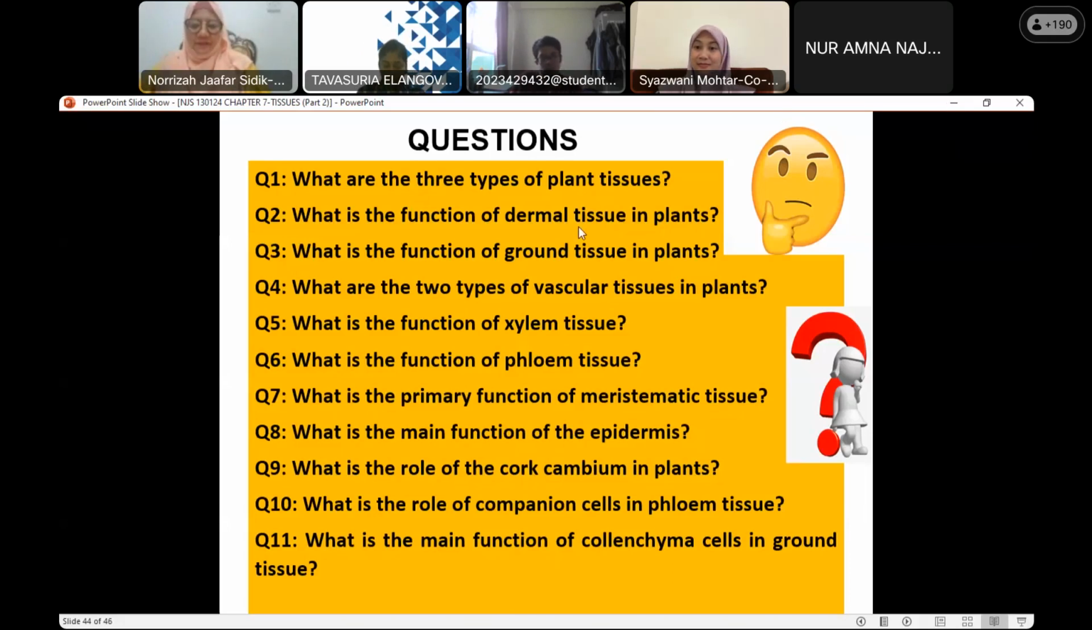What is the function of xylem tissues? Okay, water transportation. Both, yeah, minerals, yeah, the nutrients also. They transport or conduct the water, minerals, and nutrients from the roots to the rest of the plant. Okay, what is the function of phloem tissue?